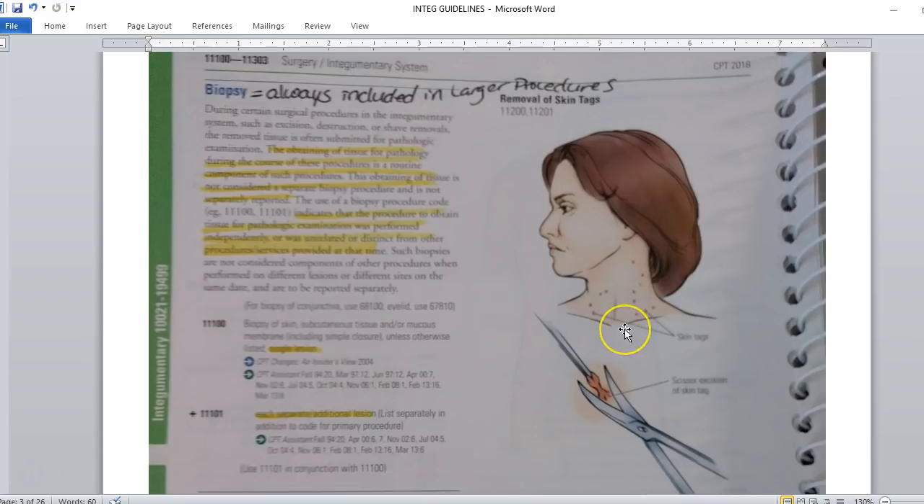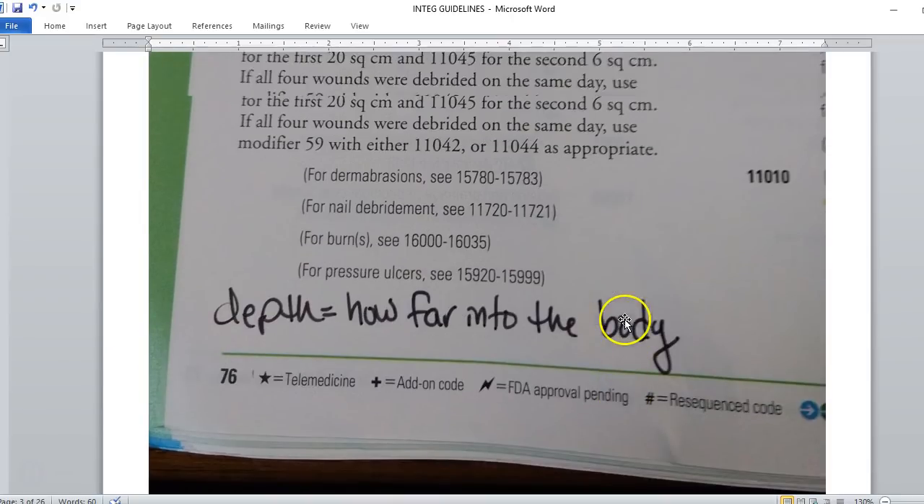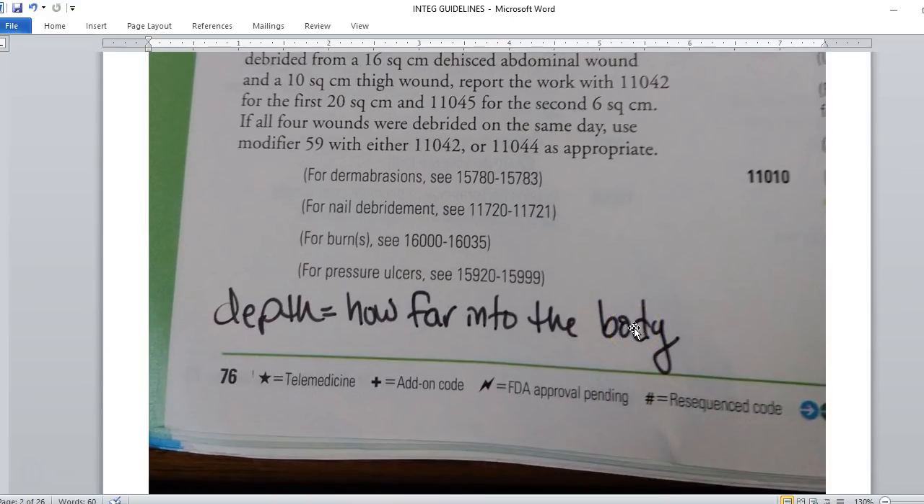I do want to point out, though, for the debridement codes, you will notice that codes 11000 and 11001 are specifically for eczematous or infected skin, and they are by percentage of the body. So again, be careful. Most of the time, it's going to be in centimeters length or centimeters area. However, sometimes they're going to be by percentages, so keep that in mind.